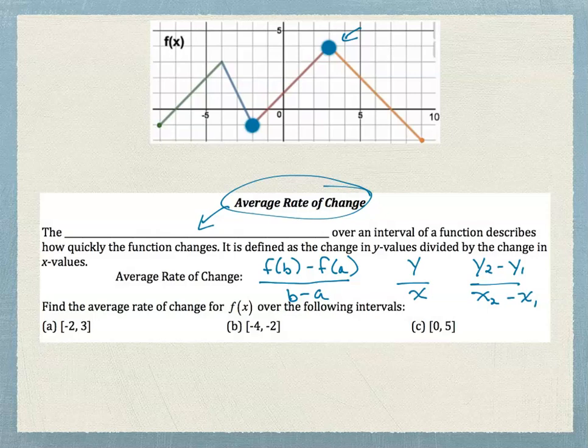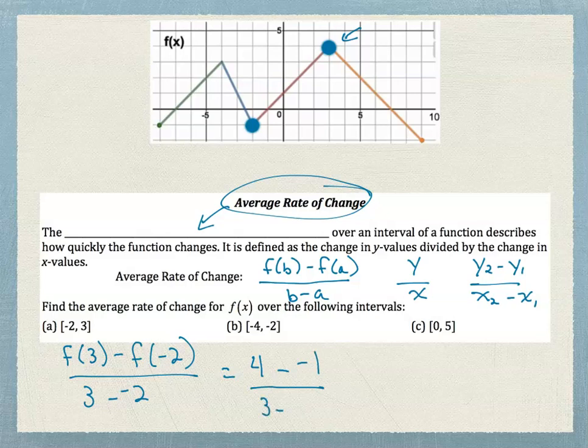All right, I'll write this one out first. So I would say f of 3 minus f of -2 over 3 minus -2. And f of 3 is 4, and f of -2 is -1, and that is all over 3 minus -2. Minus a negative is a plus, so this ends up being 5 over 5, which is 1. So the average rate of change from -2 to 3 is 1.